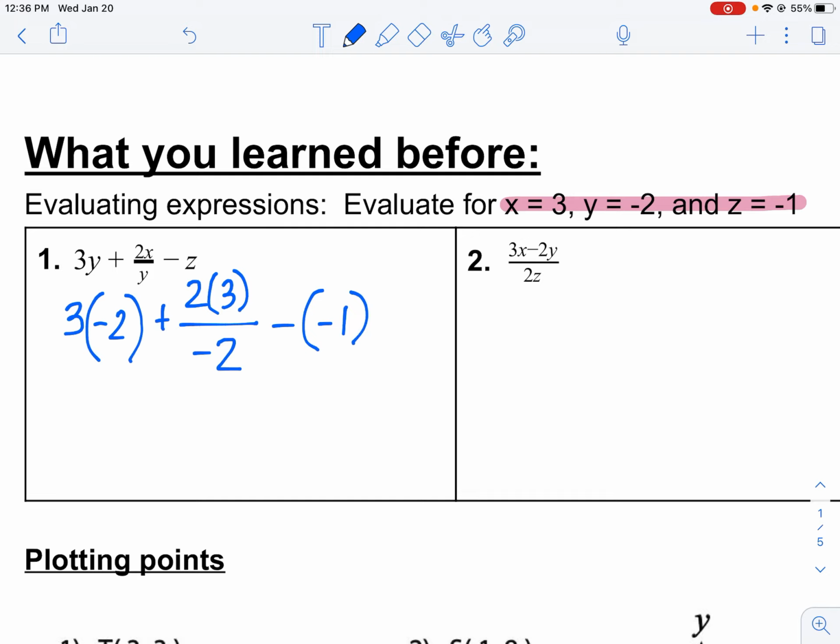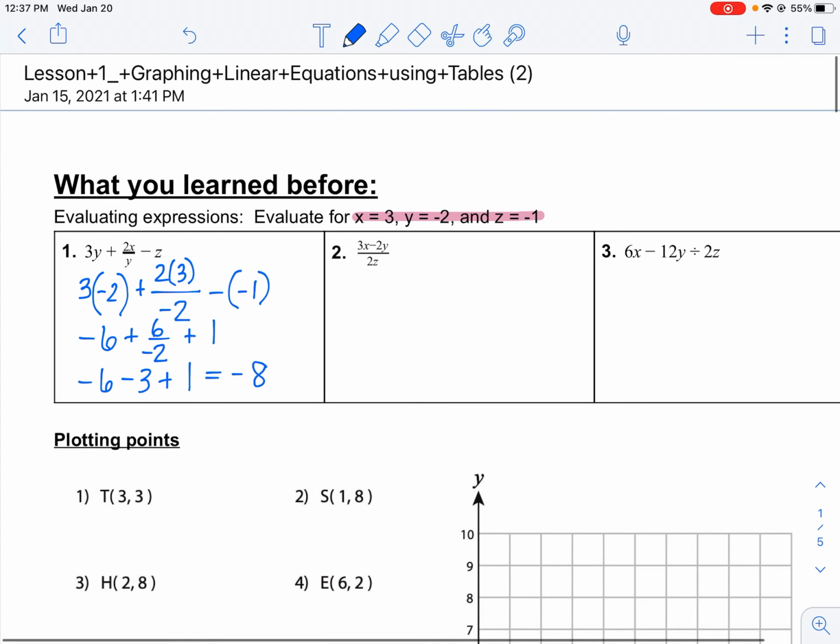I'm going to simplify this down, so I get -6 plus 6 divided by -2 plus 1. Then I can simplify that 6 divided by -2 to -3. When I put this all together, I get -8. So -6 and -3 make -9, plus 1 is -8. You can finish numbers 2 and 3.